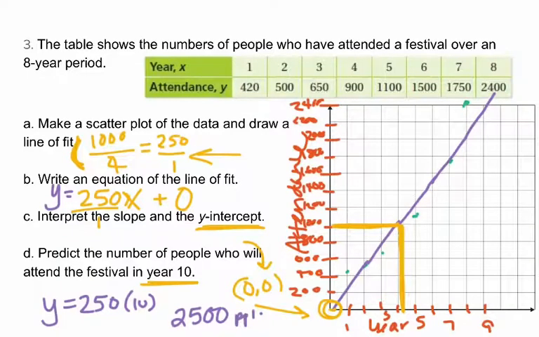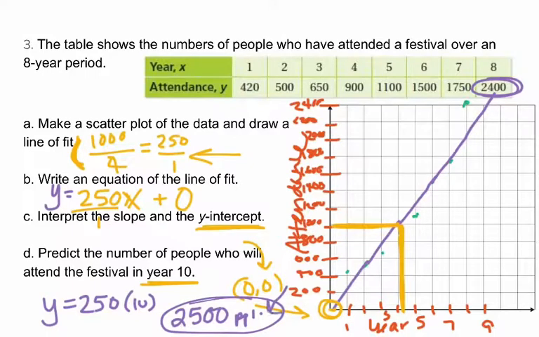Now, in years past, kids have said to me, well, Miss Craig, that doesn't make sense. If 8 was 2,400, then shouldn't 10 be higher? And I don't disagree with you there, if that's what you were thinking. But using the model that we drew, this fits our model.